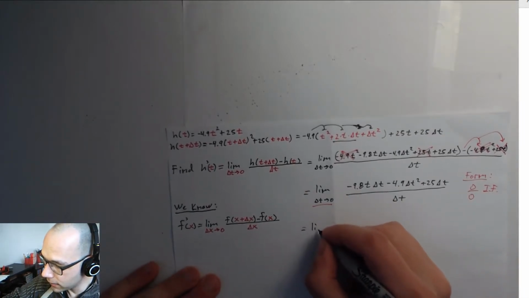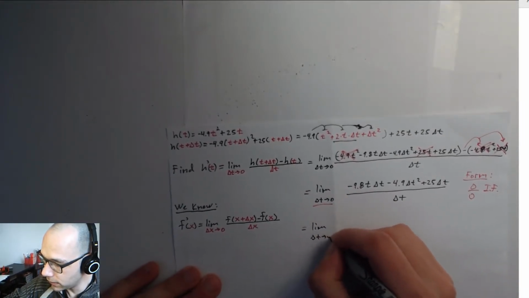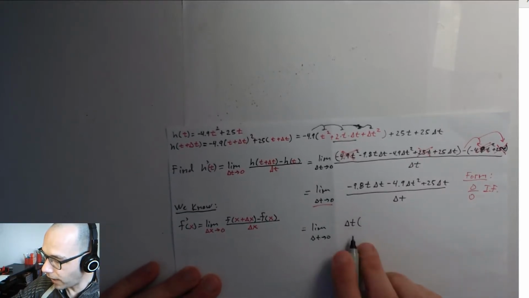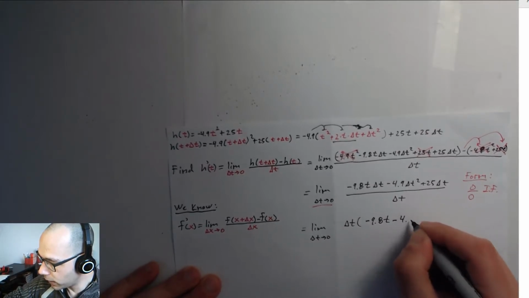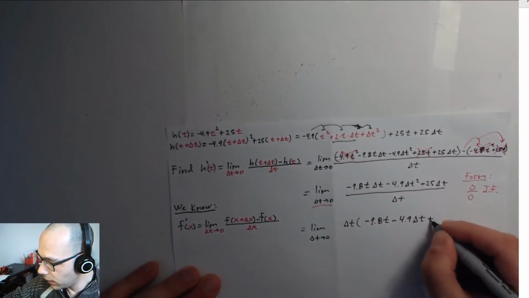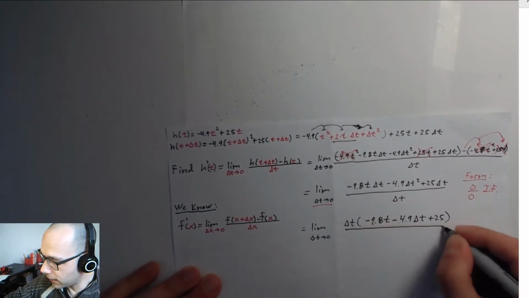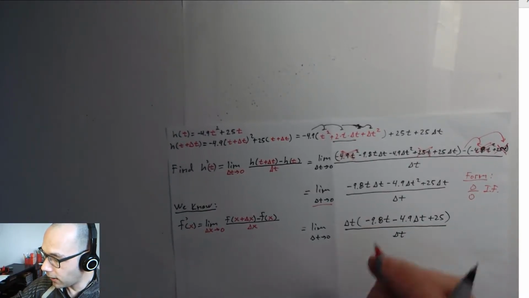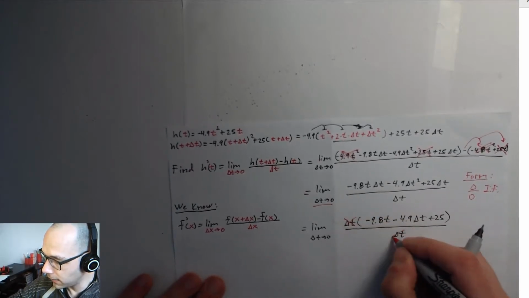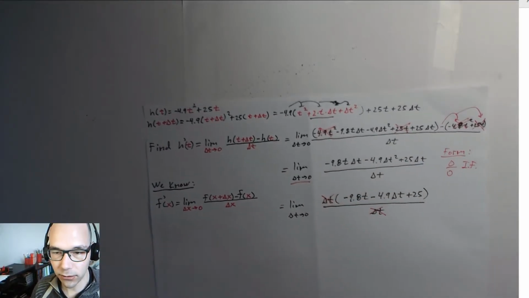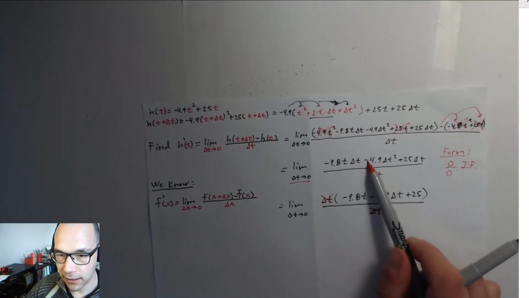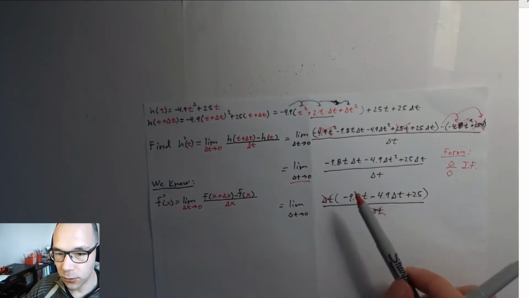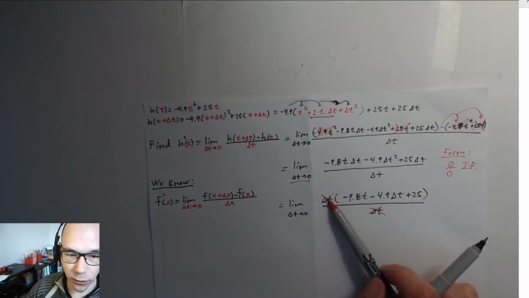We have to rewrite the limit as delta t approaches 0, with delta t factored out: negative 9.8t minus 4.9 delta t plus 25, all of that over delta t. And now you can cancel out the 0 over 0 situation. You cannot cancel this one with this one at this point because there's a minus here and a plus here. It really has to be a factor before you cancel out.